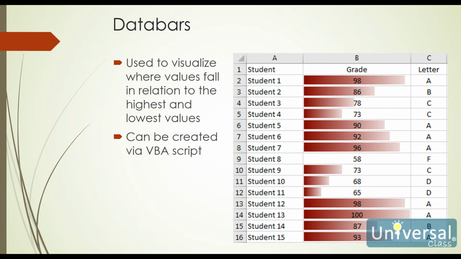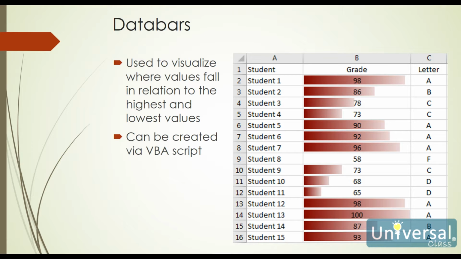Databars are used to visualize where values fall in relation to the highest and lowest values. In this case, you can see that we have a list of students and each student received a grade. Just looking down through the numbers doesn't really give us a good idea of who our best and lowest performers are. We can script it with VBA to go through the fields and automatically calculate the data bars.